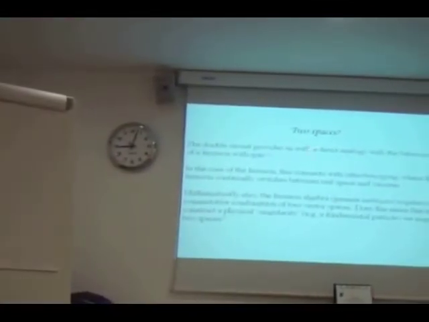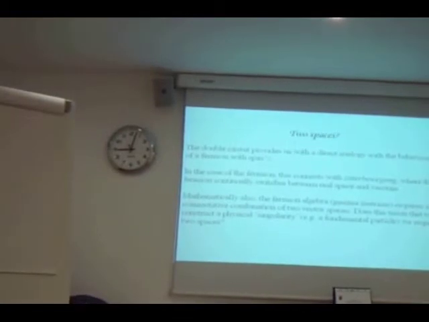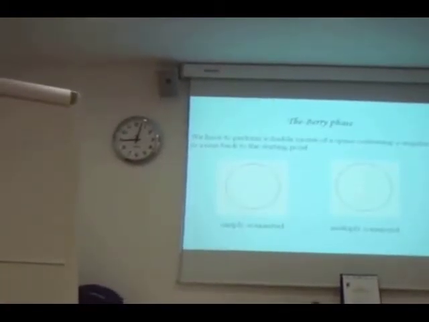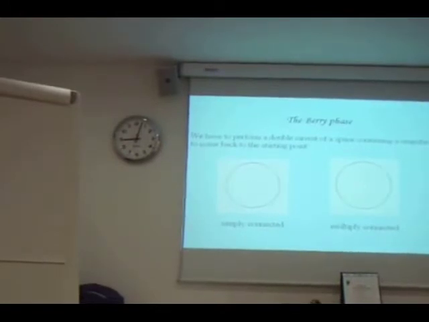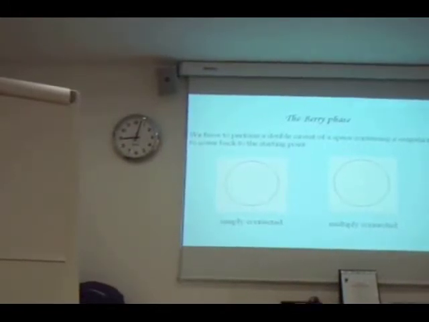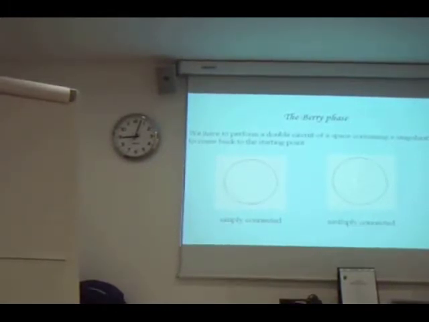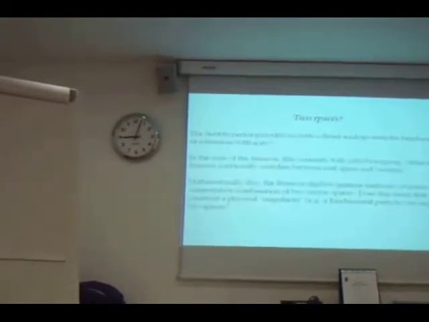So the double circuit provides us with a direct analogy with a fermion with spin half. So you can imagine that there is in fact a fermion, and it is its own multiply connected space. It doesn't need any space around it to perform this trick, because that's exactly what a fermion does. It has to go around twice to get back where it started. And we call that spin half.